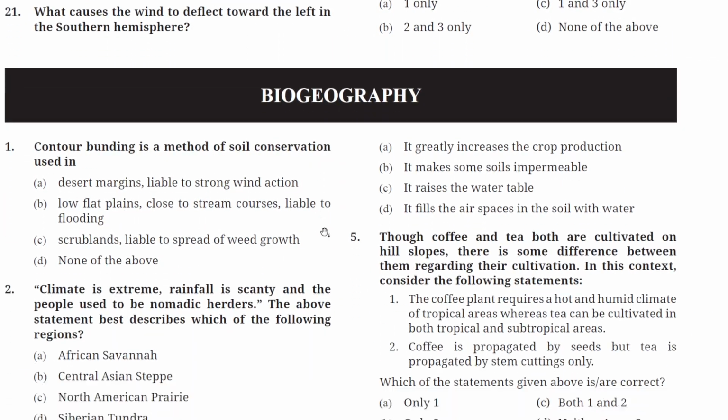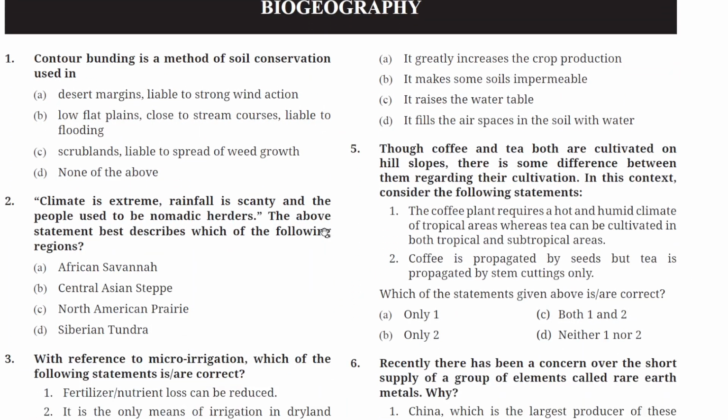Biogeography. Contour bunding is a method of soil conservation used in... So there are different types of soil conservation. The question asks in which among the following contour bunding is used. Basically, contour bunding is used to improve the farming ability of the soil on the hills and slopes of the mountains. If you know what contour bunding is, obviously you can eliminate the options.